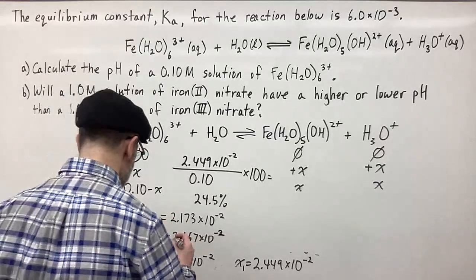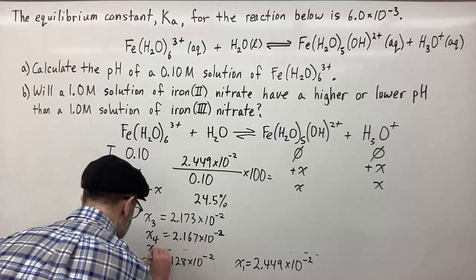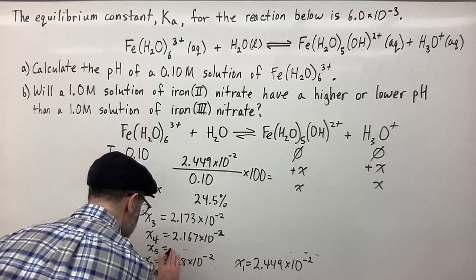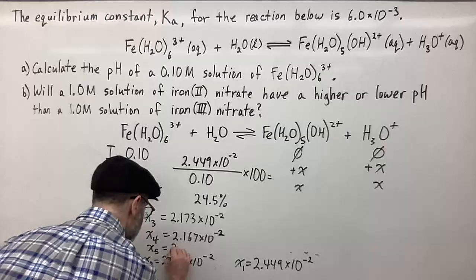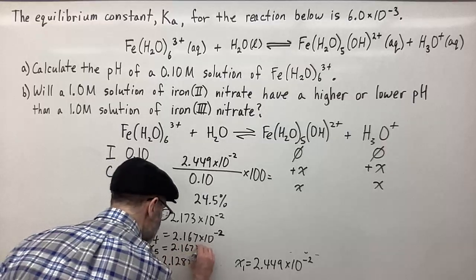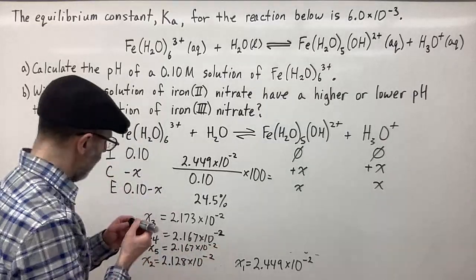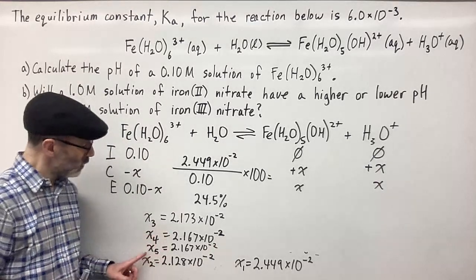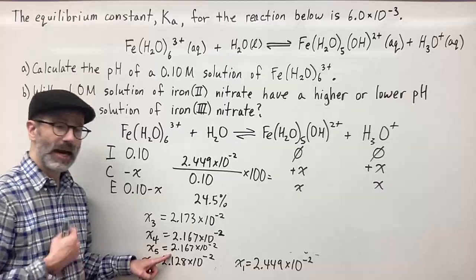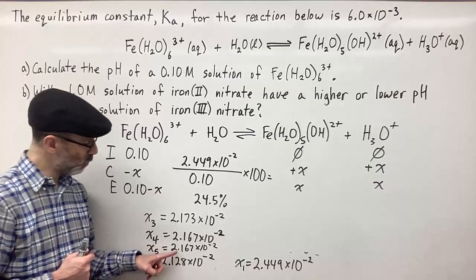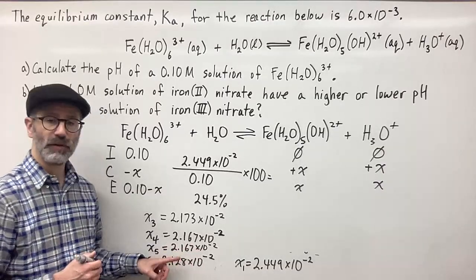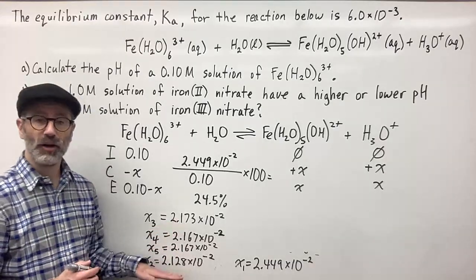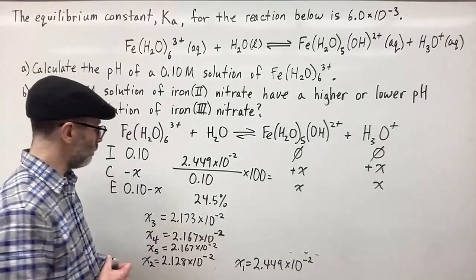And when I do that, I get it repeated. So the fifth iteration of x ends up being 2.167 times 10 to the negative 2. And so you can see that I have the same number twice in a row. So my final x value is going to be 2.167 times 10 to the negative 2. That is the value of x that I am looking for.